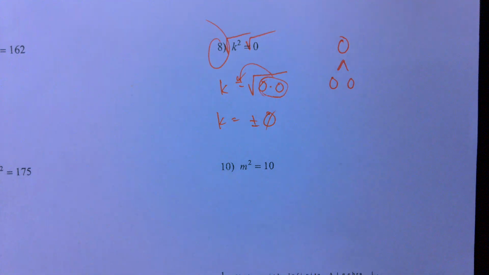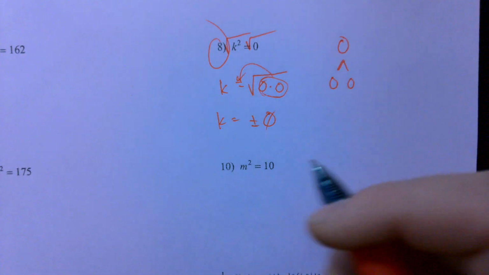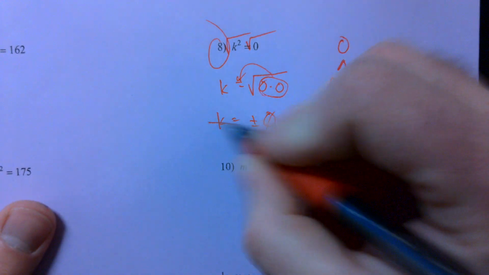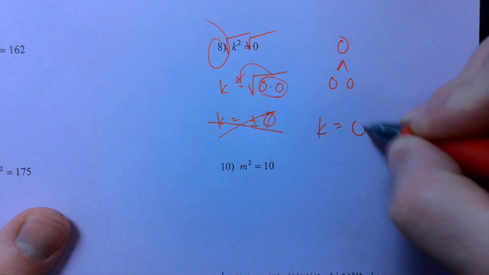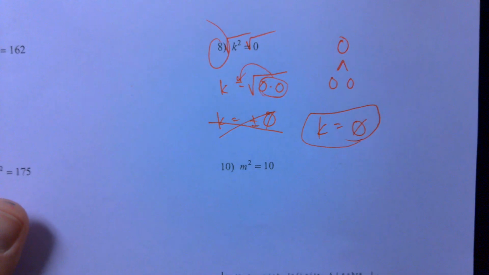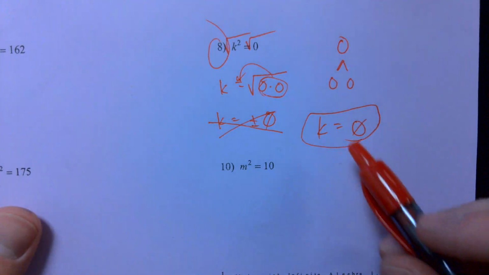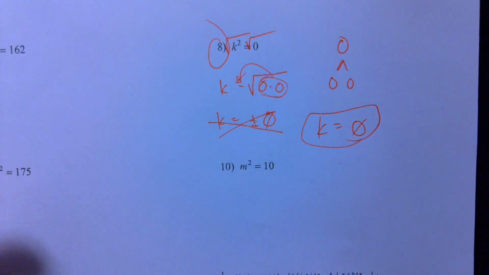It's in the middle, exactly. And like was being said, it can be positive or negative. So that is not my answer. My answer is k is equal to 0. Just 0. No plus or minus. Just 0. No plus or minus on the 0. All right?